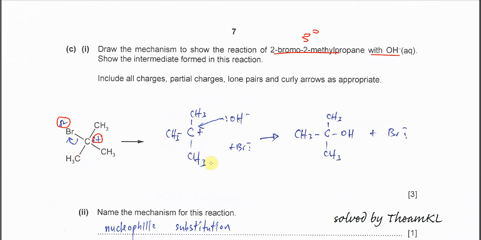After that, the correct intermediate is also important. A carbocation will form, and for the hydroxide, you must show the lone pair on oxygen, and the arrow must be from the lone pair pointing to the carbon of the carbocation. So it shows that it's going to form a new bond, a new C-O bond. So it will form this product. Okay, the product and the bromide.